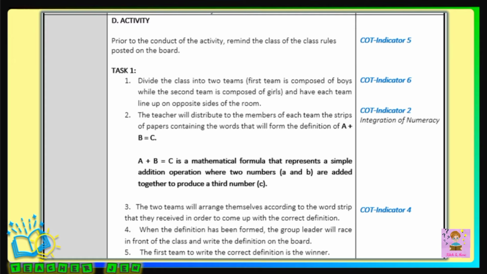Another indicator that I applied is COT Indicator 6. Use differentiated developmentally appropriate learning experiences to address learners' gender, needs, strengths, interests, and experiences. As what you can observe sa activity na ito, hinati ko sa dalawang teams ang mga mag-aaral base sa kanilang gender. In this way, I can acknowledge and address the learners' gender differences and provide an opportunity for both boys and girls to participate and contribute.